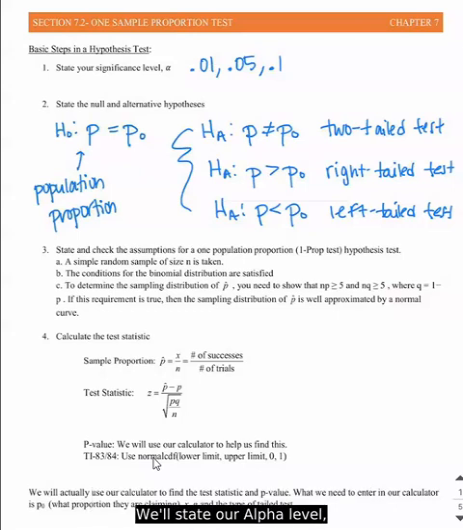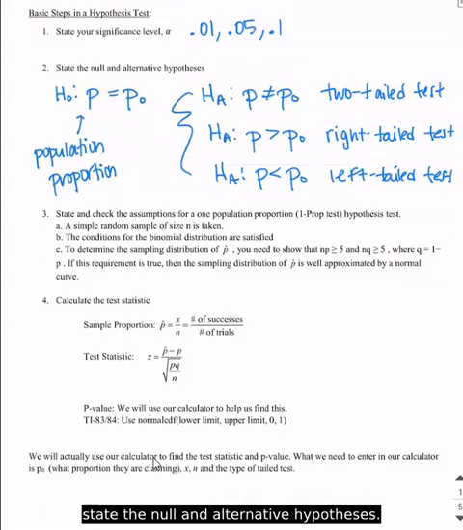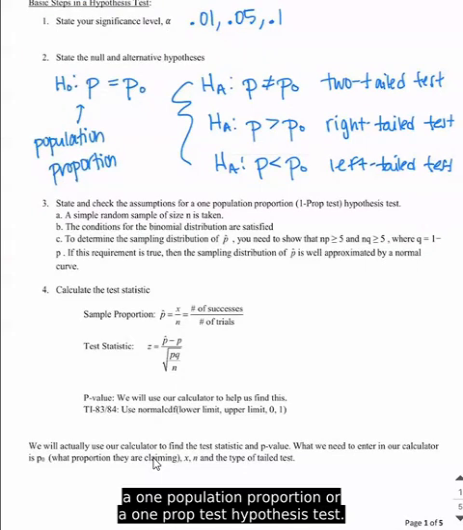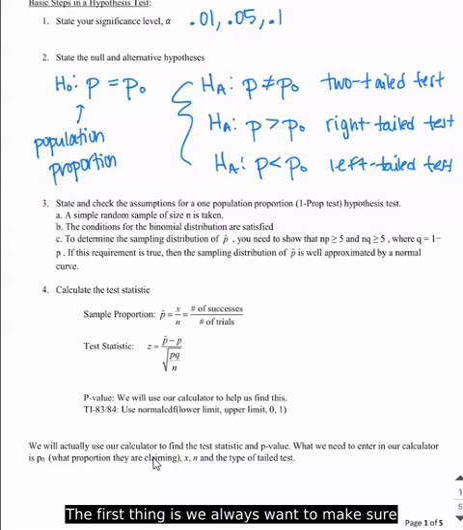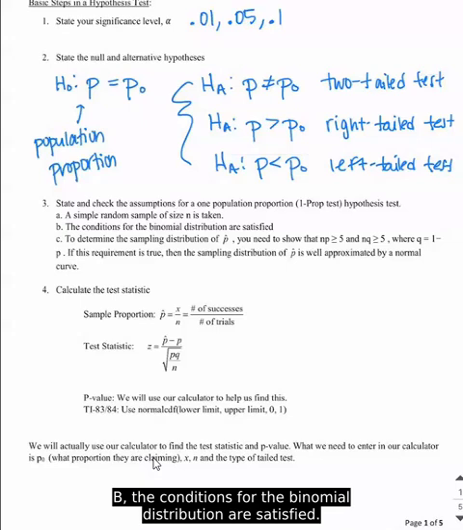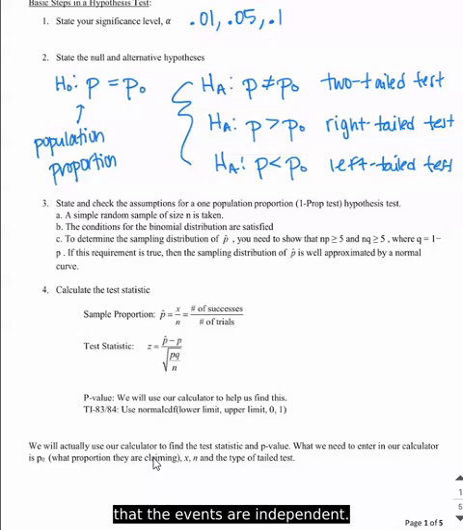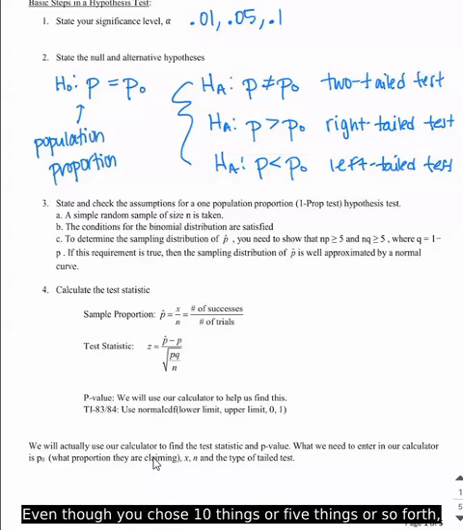So we'll state our alpha level, state the null and alternative hypothesis. We then should state and check the assumptions for a one population proportion, or one prop test. The first thing is we always want to make sure that a simple random sample of size n is taken. Everything needs to be randomly sampled. B, the conditions for the binomial distribution are satisfied. We talked about that when we covered the binomial distribution: the events are independent, and there's an end, it doesn't infinitely continue. So you chose 10 things or 5 things and so forth.